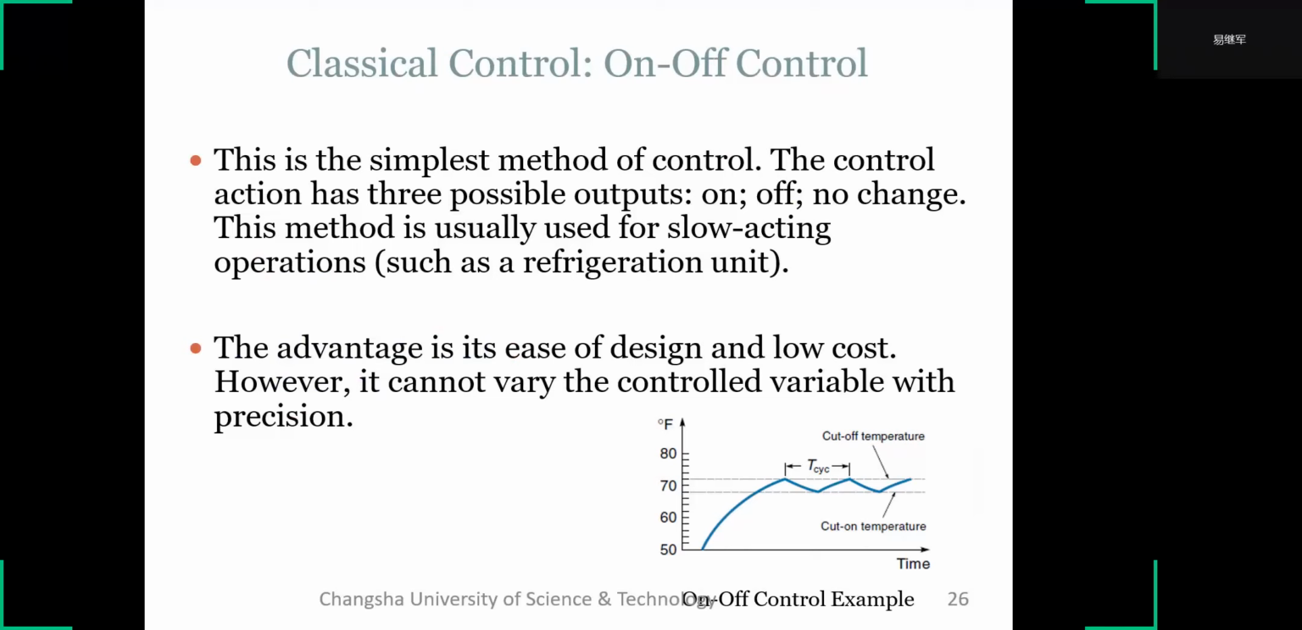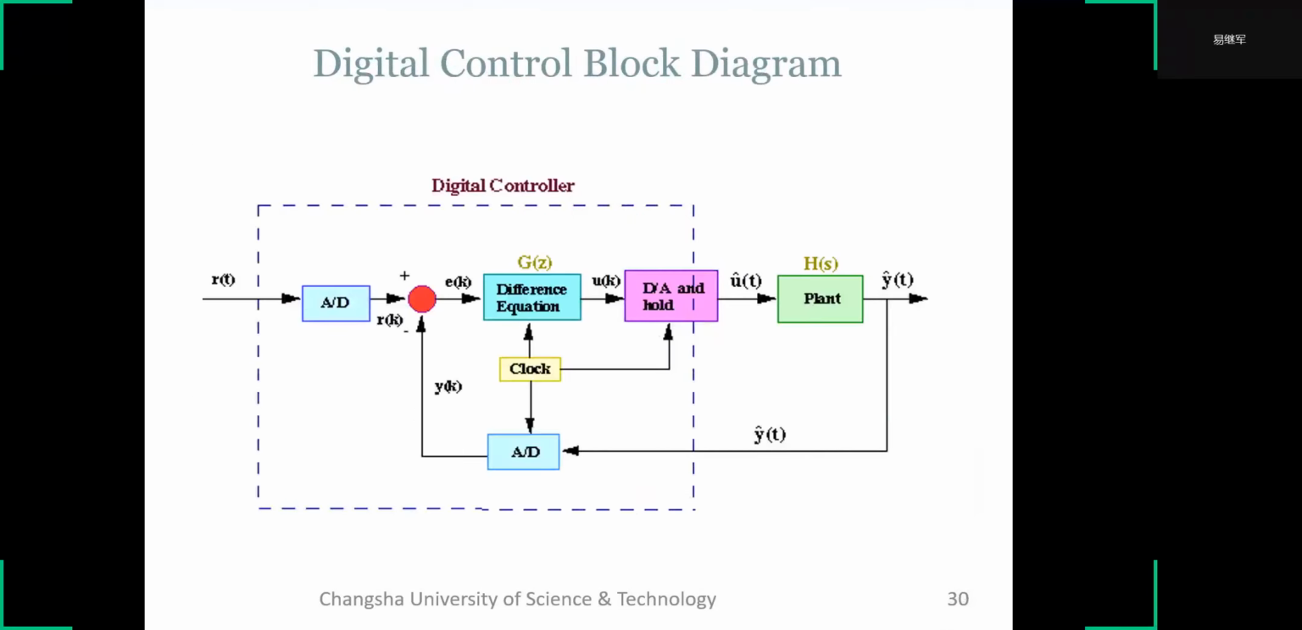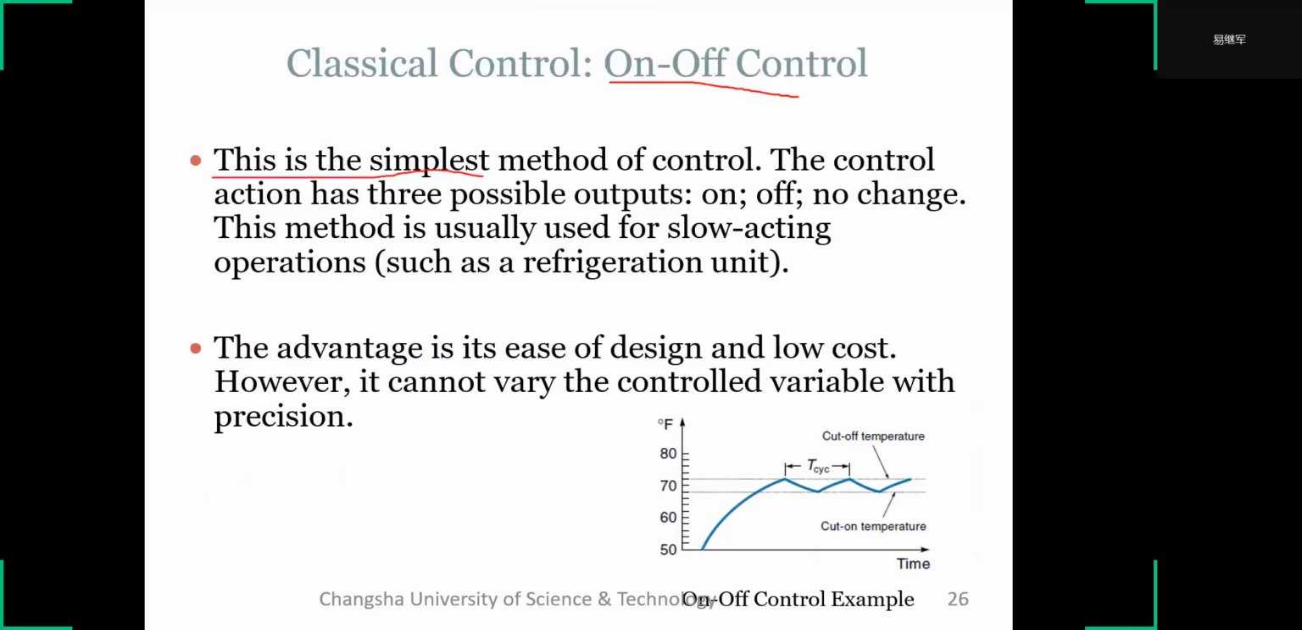Classical control includes on-off control and PID control. On-off control is the simplest method of control. The control action has possible inputs: on, off, no change. This method is usually used for slow-acting operations such as refrigeration units. The advantage is its ease of design and low cost. However, it cannot vary the controlled variable with precision.